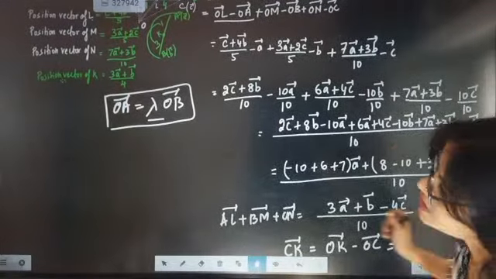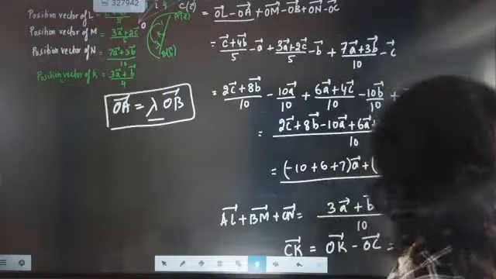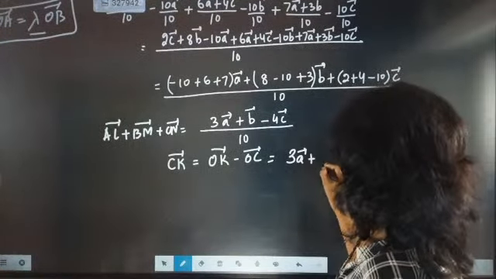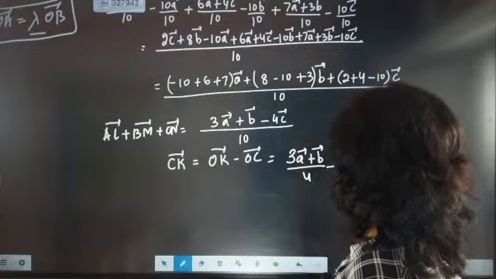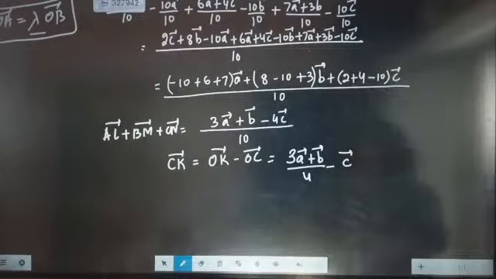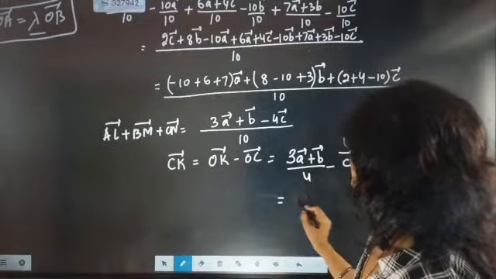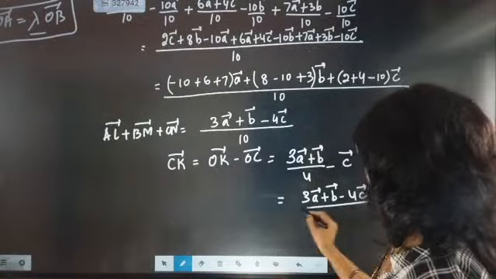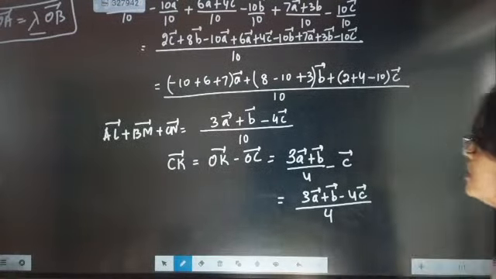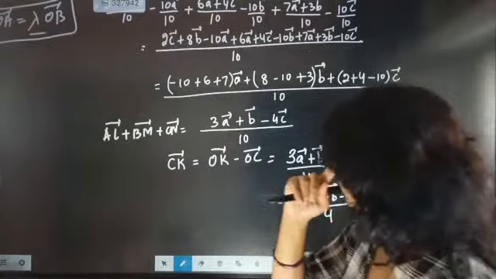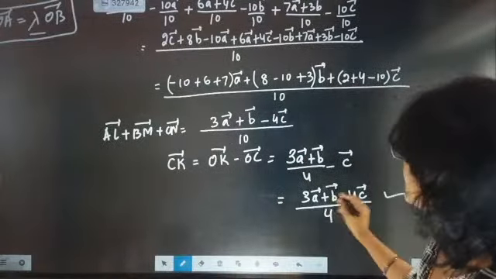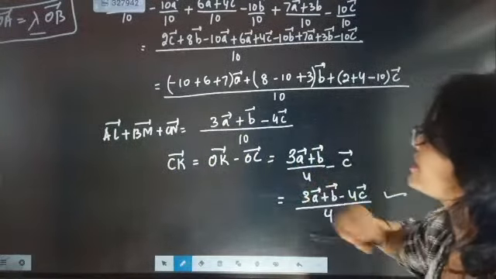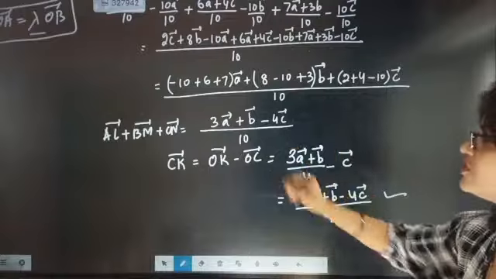OK vector right now we got is 3A vector plus B vector by 4, minus C vector. Now it is coming as 3A vector plus B vector minus 4C vector by 4. So that means CK vector is coming as 3A vector plus B vector minus 4C vector by 4, and now this is exactly coming as 3A vector plus B vector minus 4C vector by 10.